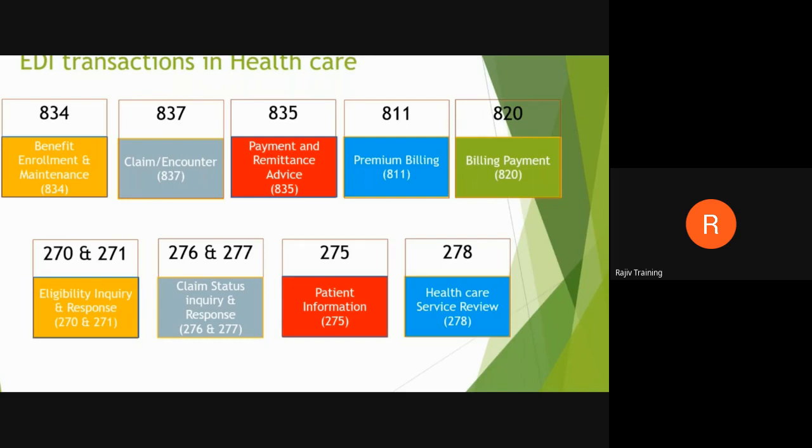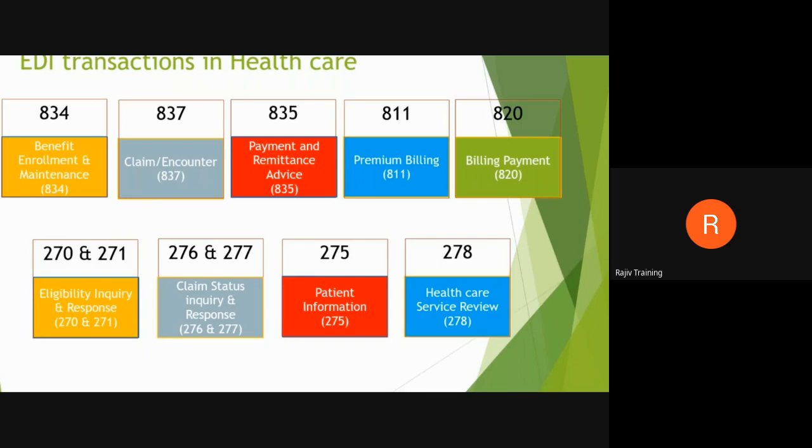The second step is response. When a payer receives an inquiry, they respond to the intermediary, that is a clearinghouse, which in turn sends the data to the care provider system. If there is an error in the data, the care provider corrects it and resubmits it again to the clearinghouse.